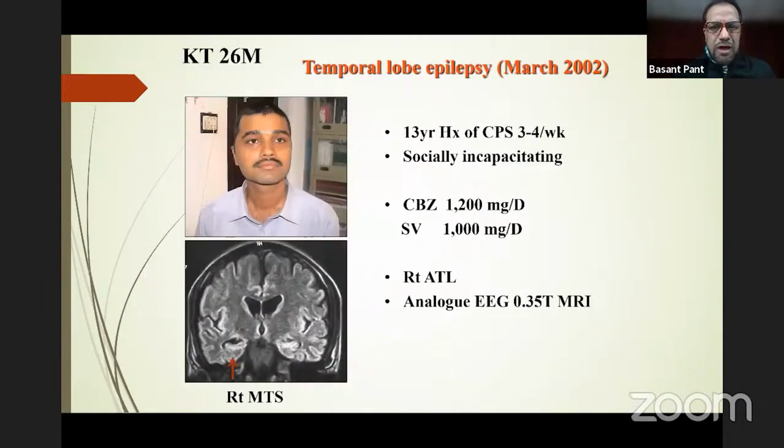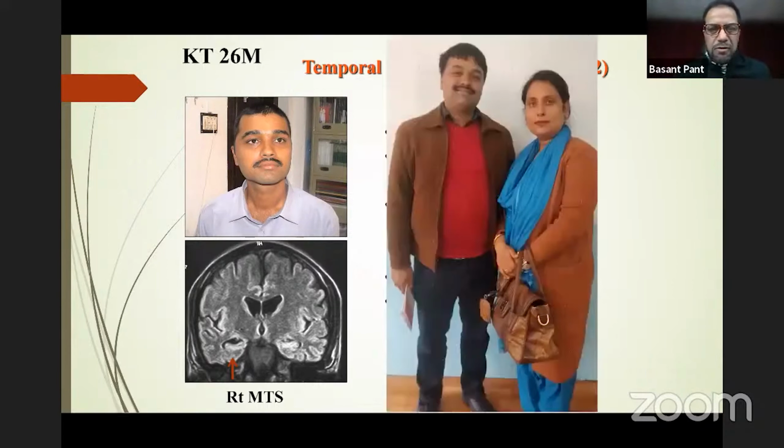So my first case, 2000, this man was 13 years with complex partial seizure, a very, very straightforward case. He was having 3 to 4 seizures per week, and he was socially incapacitated. He stopped going to school. And he had a right-sided medial temporal sclerosis, typical complex partial seizure. So we did a straightforward anterior temporal lobectomy. He is now 20 years or more after surgery, and he hasn't had a single seizure after that, and is leading a normal life.